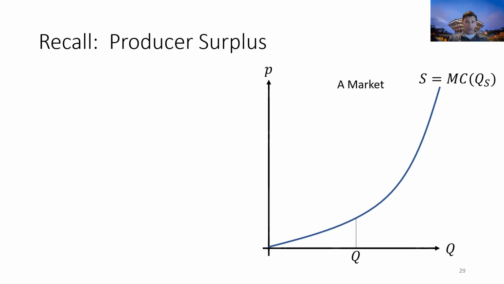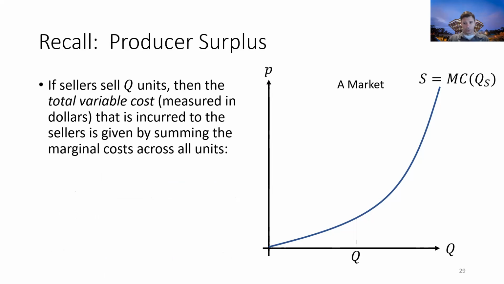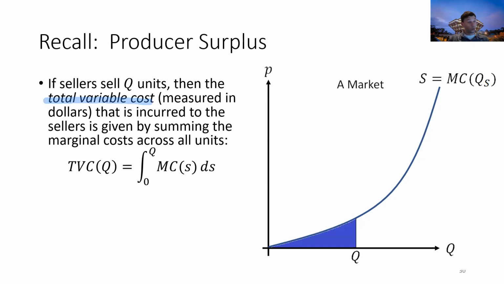Okay, so hopefully you remember, if we integrate under that marginal cost curve, we're adding up the variable cost of each unit. So the area underneath the MC curve is not total cost, it is the total variable cost. It is the total variable cost of producing Q units.